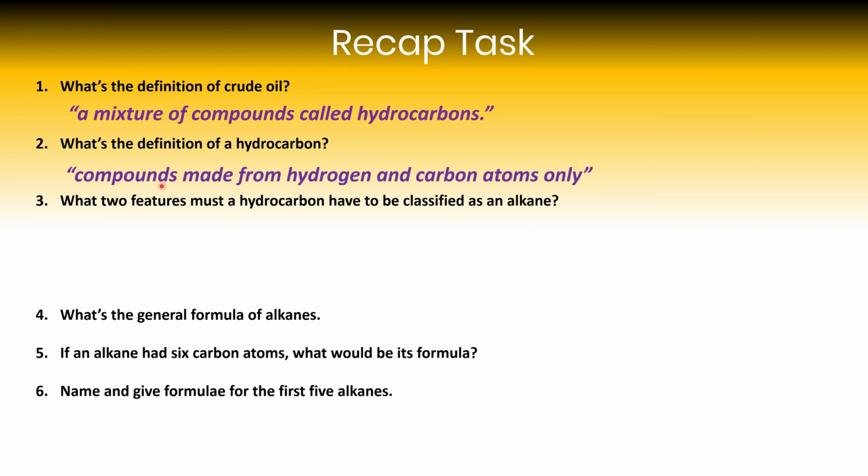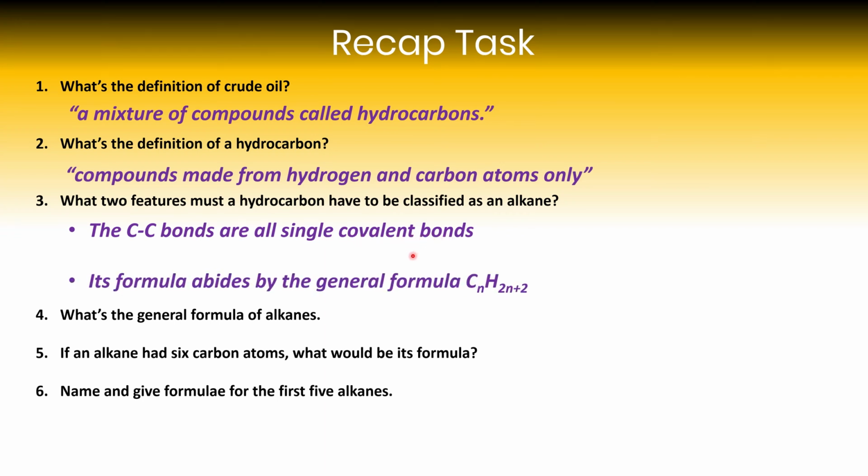The definition of a hydrocarbon is a compound made from hydrogen and carbon atoms only. In order for a hydrocarbon to be classified as an alkane, it must meet two criteria. The first is all the carbon-to-carbon bonds are single covalent bonds, and the second is that it must abide by the general formula of CnH2n+2.